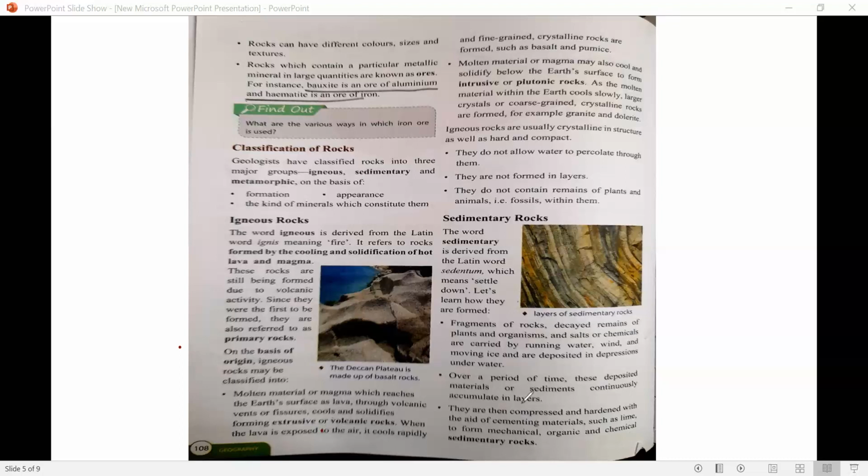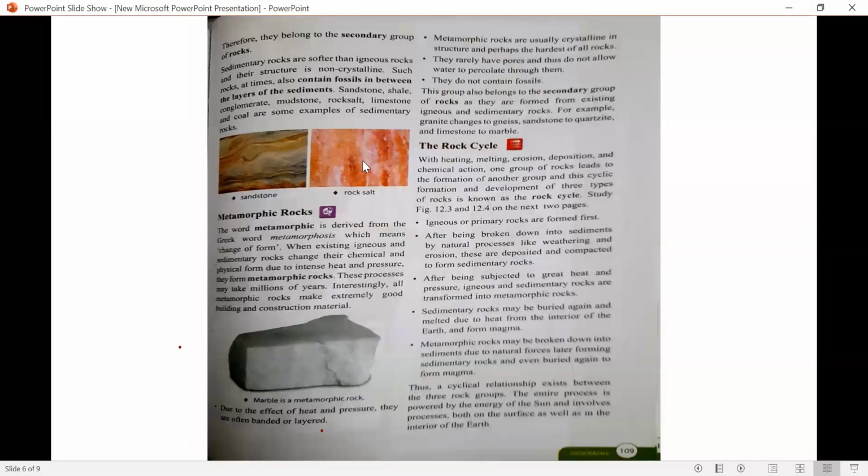They are compressed and hardened with the aid of cementing materials such as lime to form mechanical, organic, and chemical sedimentary rocks. Now, as we have learned what sedimentary rocks are, let's look further at how they are formed. The second group of rocks are the sedimentary rocks because they are formed from sediments. This is the secondary group, because they form the second time.